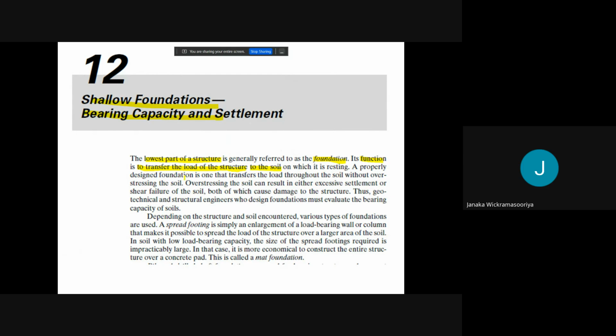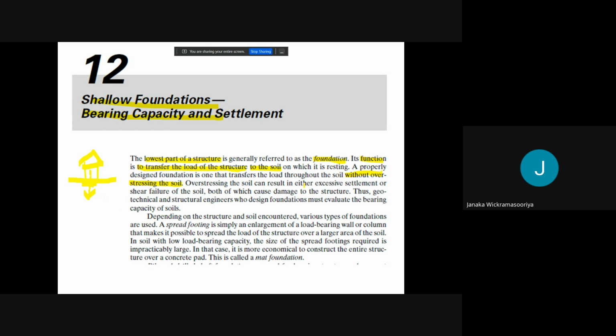A properly designed foundation is one that transfers the load throughout the soil without overstressing the soil. When you have a structure, let's take a home or whatever, on the soil, the load will be transferred to the ground through the foundation.